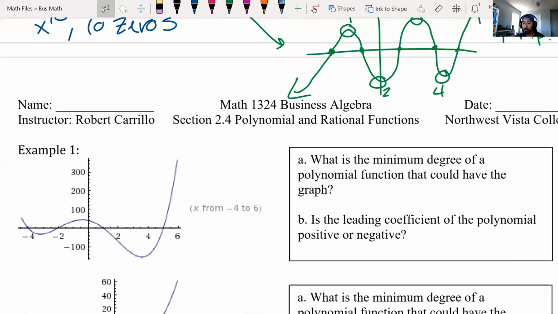Okay, so for example 1, we're given this graph. It says, what is the minimum degree of a polynomial function that could have the graph? So to answer that question, you can look at how many times you cross the x-axis. So here, we cross the x-axis once, twice, 3 times, 4 times. So if I have 4 x-intercepts, this means that the minimum degree I can have is a degree of 4. All right.